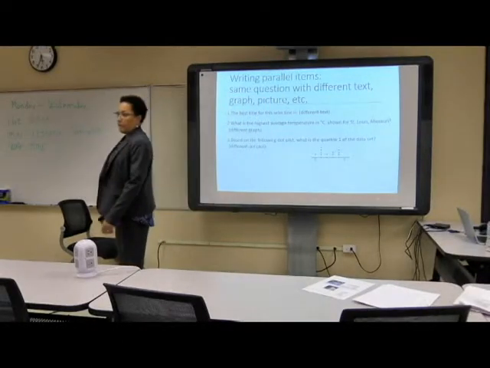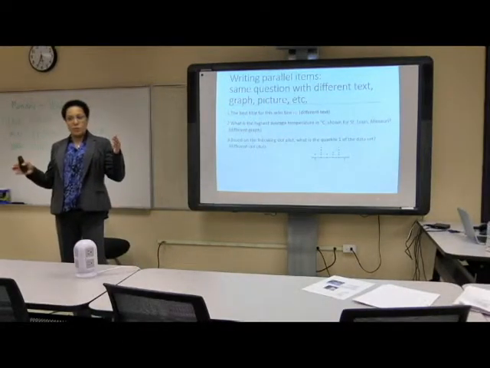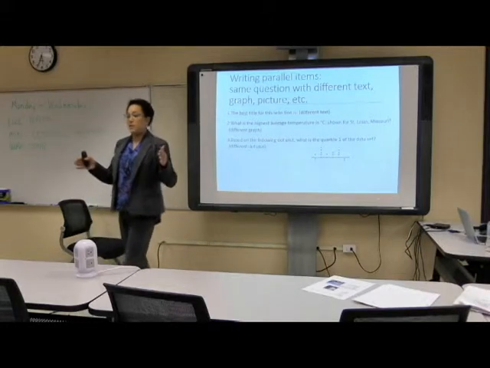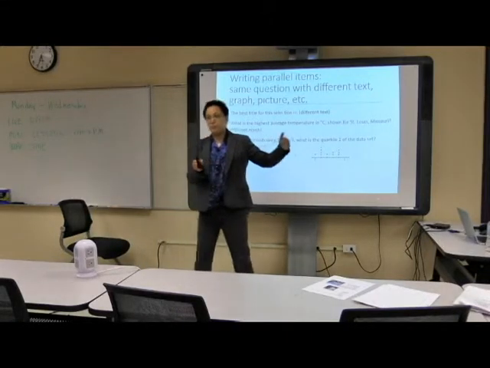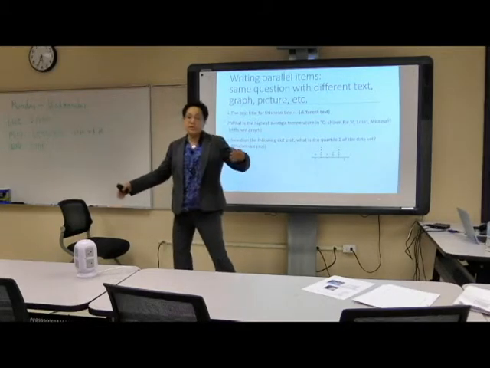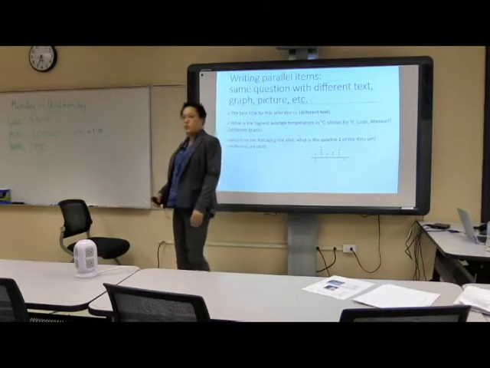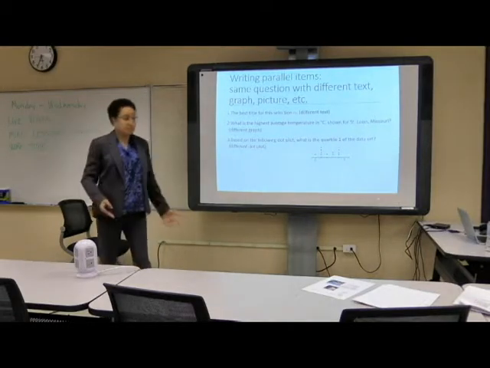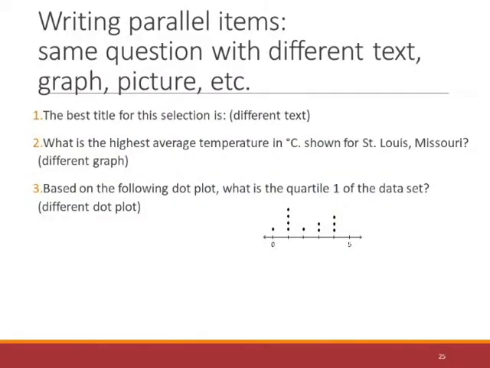Okay, so maybe it goes from January to March. Maybe the graph goes from March to July. Maybe it goes from 2000 to 2002. You give a different graph. Based on the following dot plot, what is quartile 1 of the data set?